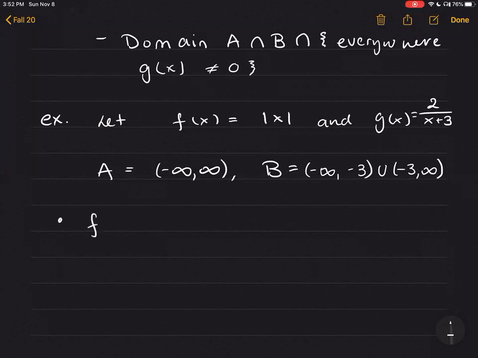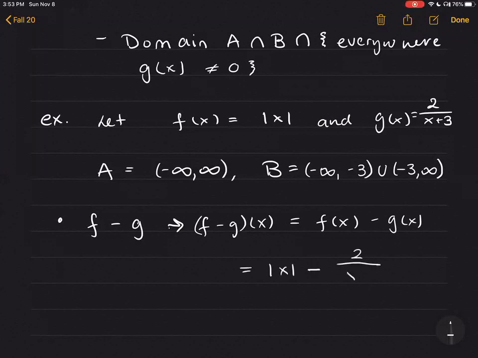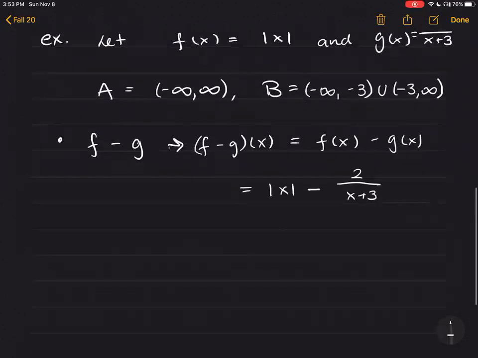All right. So first, let's look at f minus g. So that's going to be f minus g of x, which by our little list of definitions up there is going to be f of x minus g of x. And so f of x was absolute value, and it's going to be minus g of x was 2 over x plus 3. And that's it. We're done. The domain for this will be A intersect B.